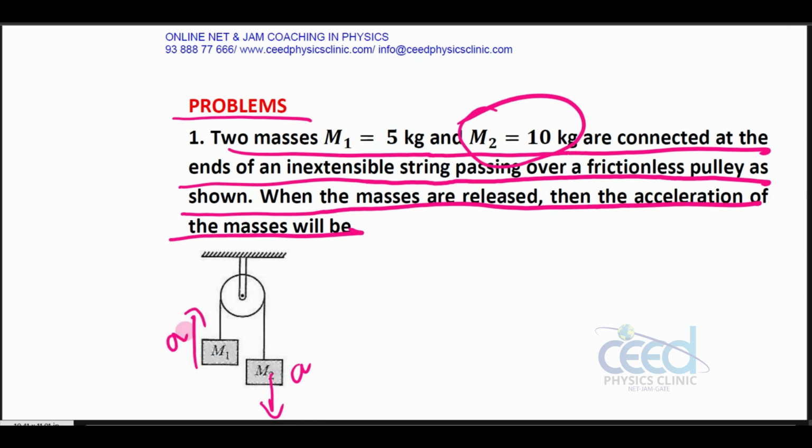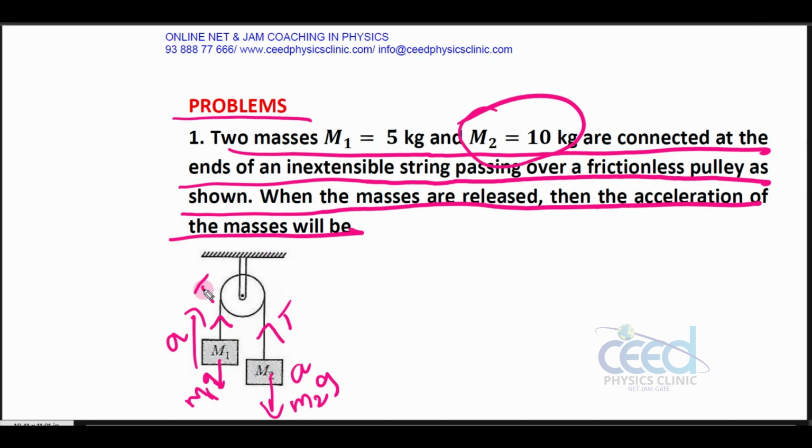Why? Because this is a connected system. In a connected system, bodies get a common acceleration A, but the direction is different. So here we can write downward force is M2G, and here downward force is M1G, and some tension T acts here, and it is a connected string, so the same tension acts here. Now we can solve two equations.